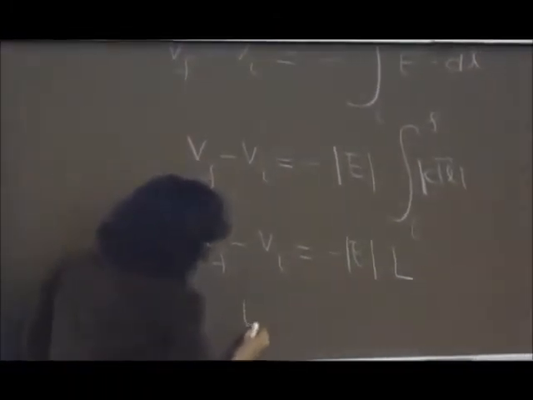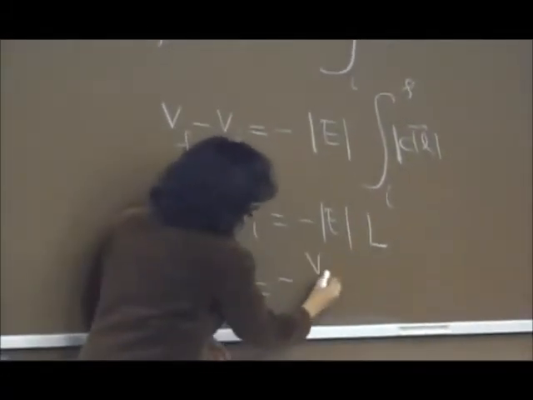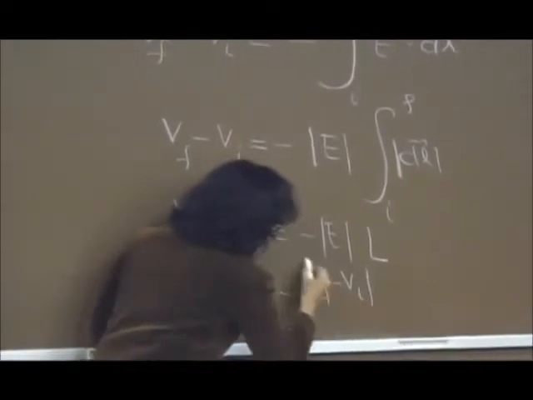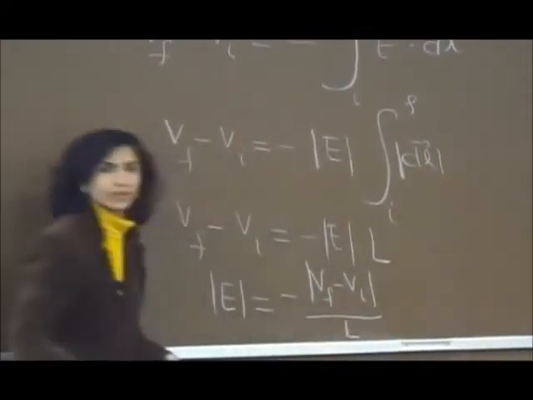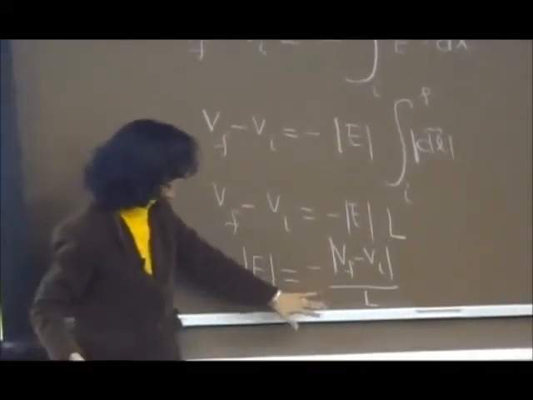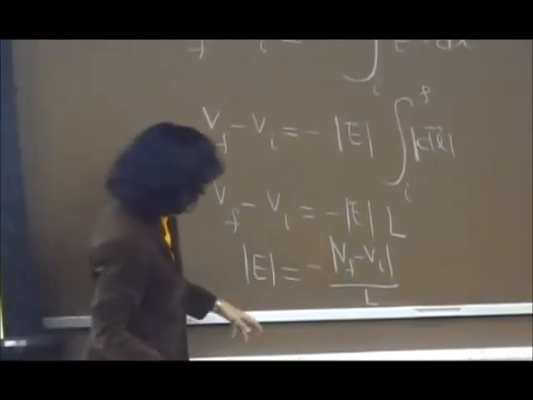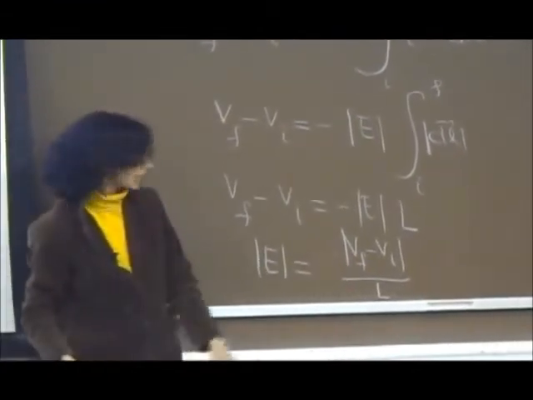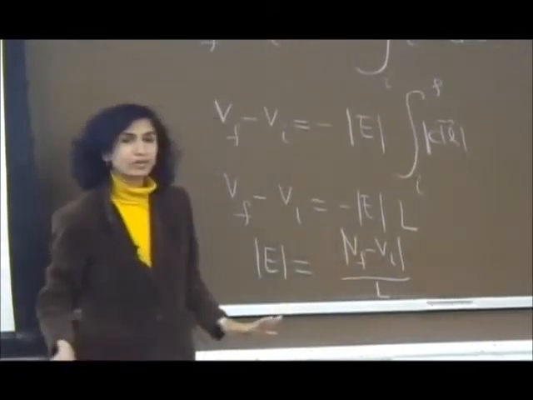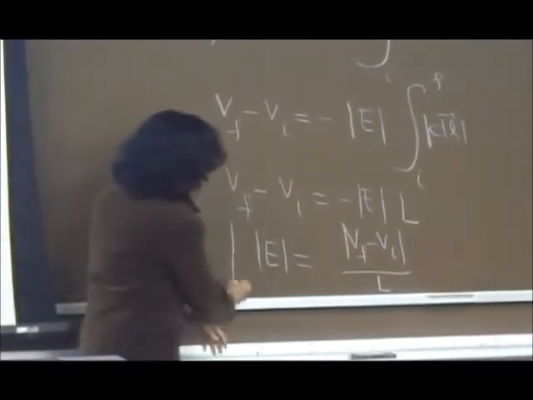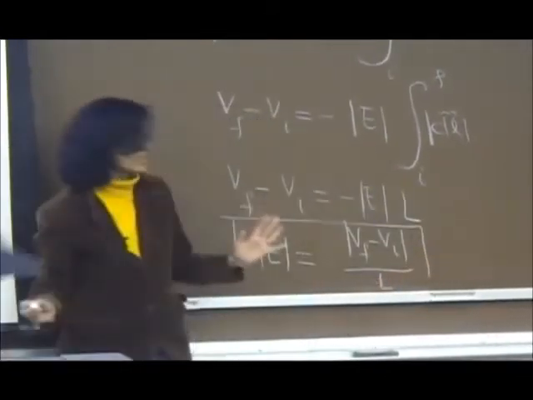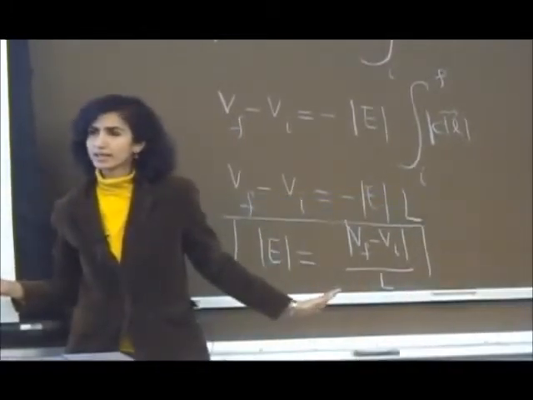And so from here you can immediately see that the electric field is negative of Vf minus Vi divided by L. I don't care about the negative sign here. Let's not even worry about that, so we can just get rid of this. I'm just interested right now in magnitude; this is the relation between magnitudes. Is everybody appreciating this? We did this yesterday already.